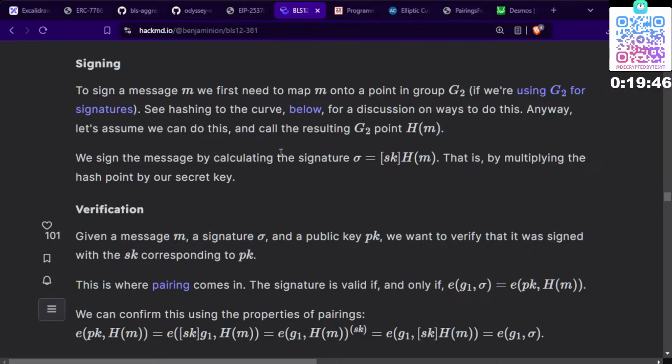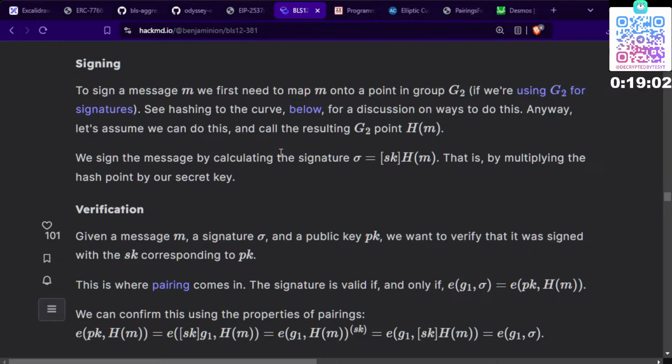To sign a message M, we first need to map M onto a point in group G2, where we are using G2 for signatures. See hashing to curve below for a discussion on ways to do this. Anyway, let's assume we can do this and call the resulting G2 point HM. We sign the message by calculating the signature.